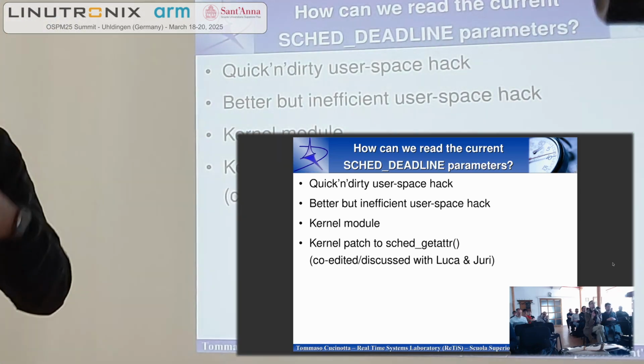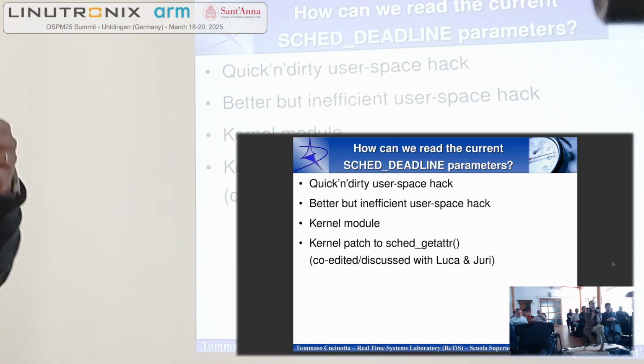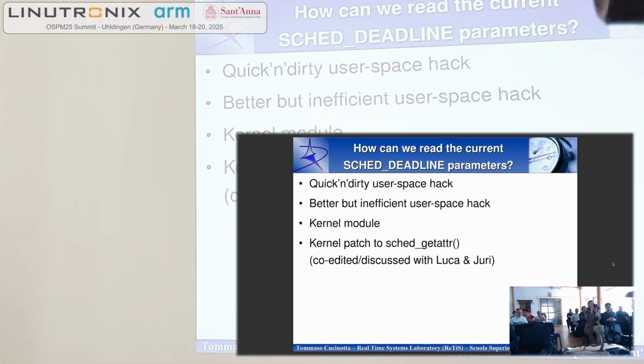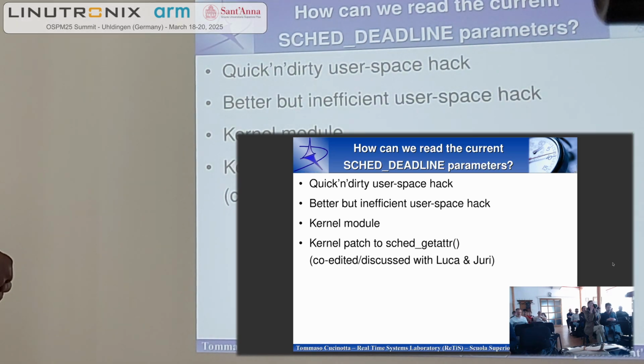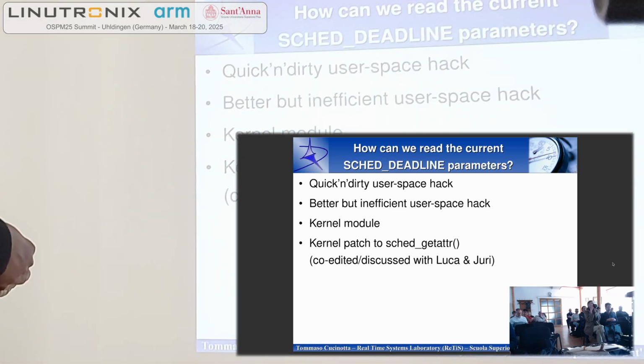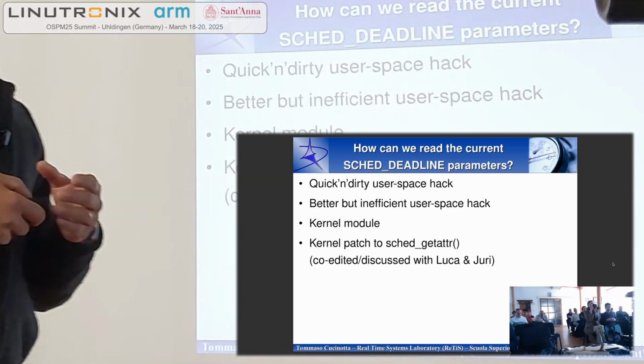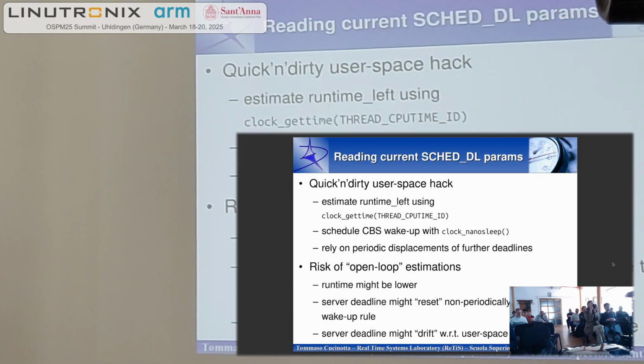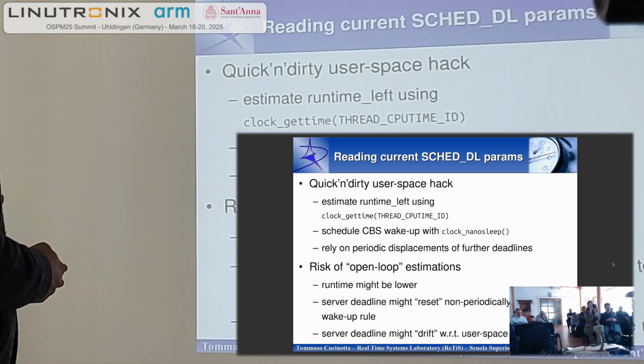And we actually went through all of this in this paper. Basically, we can do it with a quick and dirty user space hack, which is the bad way. Then we can do it in a better way, but inefficient. Then we can do it with a kernel module. We can do it the right way with a small modification to the get-attr system call. So let's see them one by one, just to understand what the problem is.